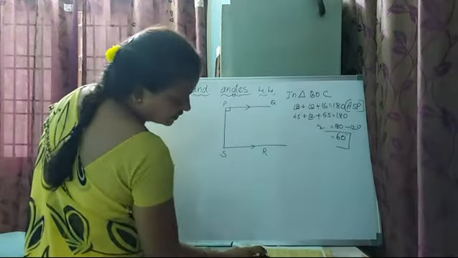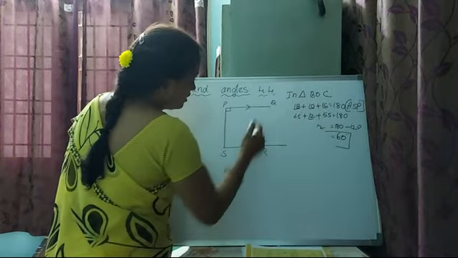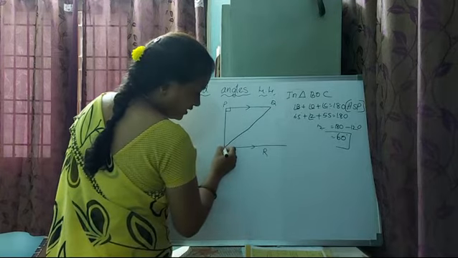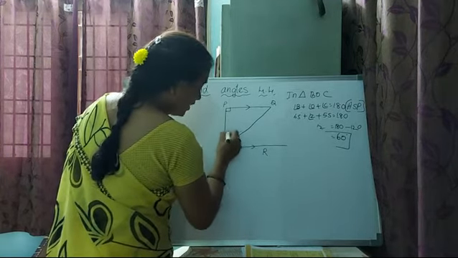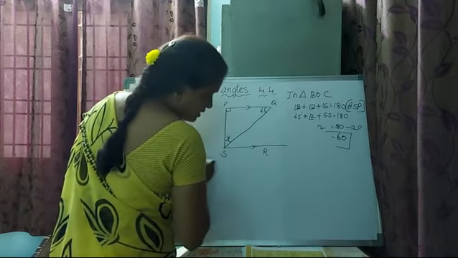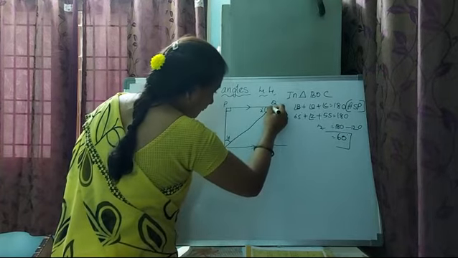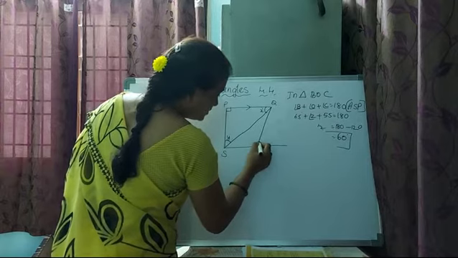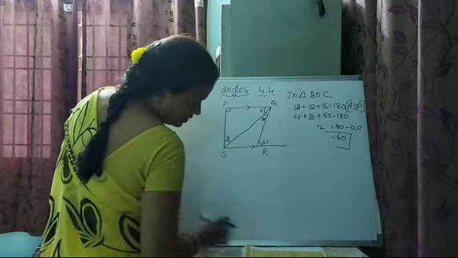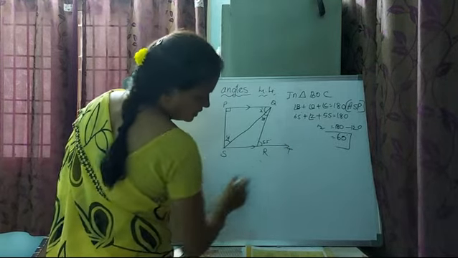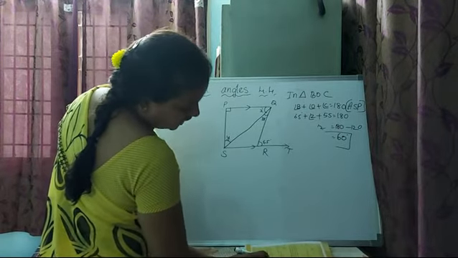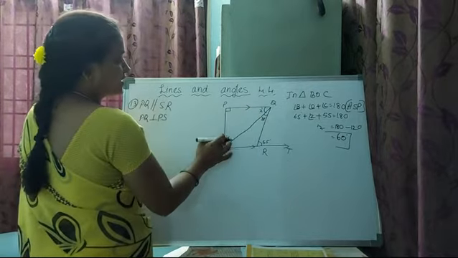Next, angle, see this one. If you draw a line here, this is angle Y and this one angle X, and one more line. This is 65 and this one 28. This one T, and now we have to find the values of X and Y.